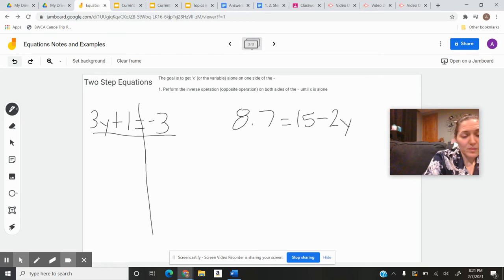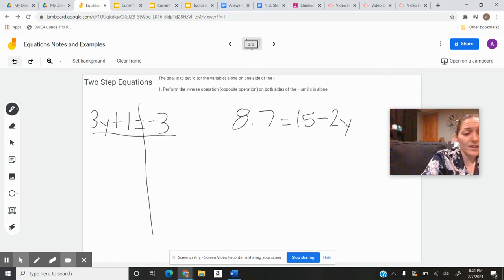Okay, so you might be asking yourself, what do I do first? I have this y here, and this annoying times 3 and plus 1 that go along with it, and I need to get y by itself. Here is what I would say. I would start by getting rid of this 1.